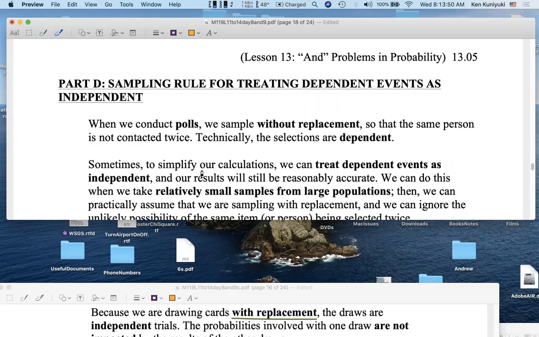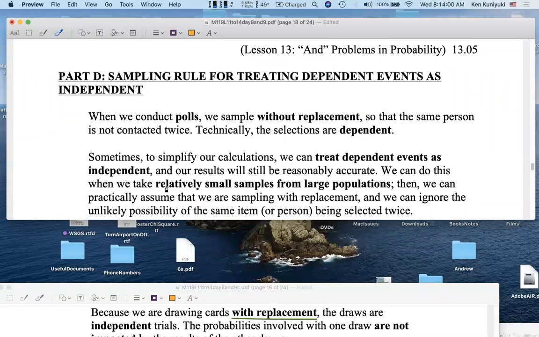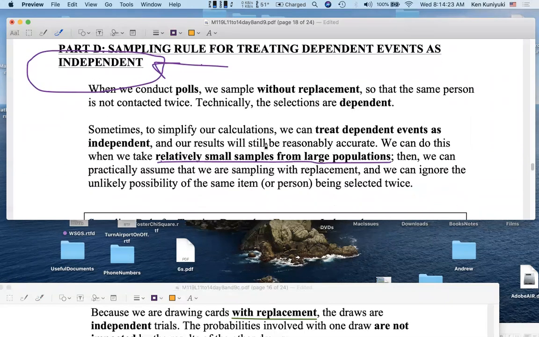Now, sometimes to simplify our calculations, we can treat dependent events as independent, and our results will basically be reasonably accurate. We can do this when we take relatively small samples from large populations. Then we can practically assume that we are sampling with replacement, and we can ignore the unlikely possibility of the same item or person being selected twice. So we can treat dependent events as independent, and we assume independence for practical purposes.